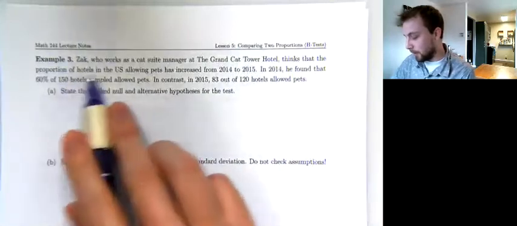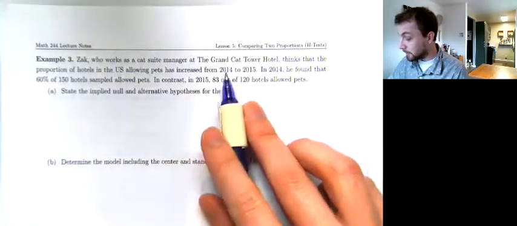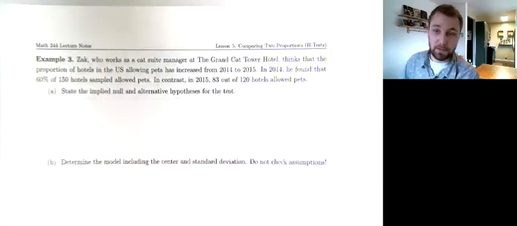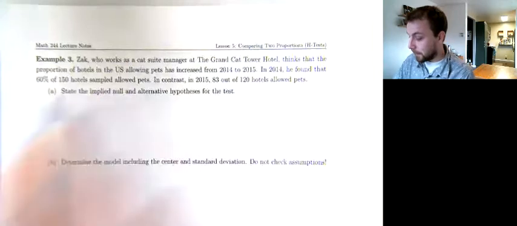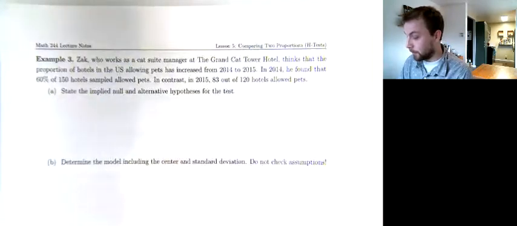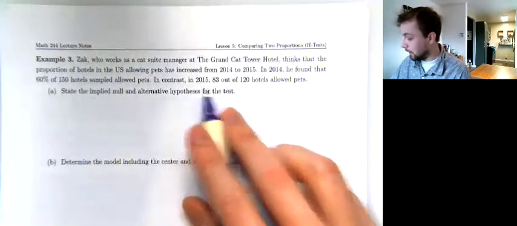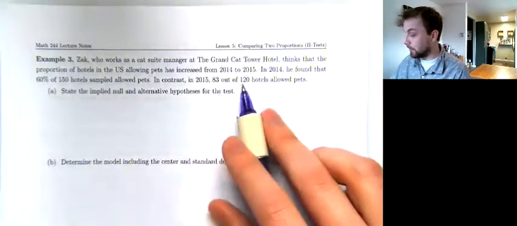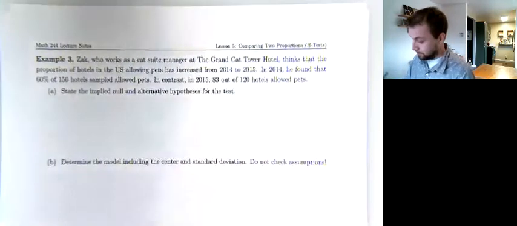Suppose the proportion of hotels in the US that allow pets has increased from the years 2014 to 2015. In 2014, he found that 60% of 150 hotels sampled allowed pets. In contrast, in 2015, 83 out of 120 sampled hotels allowed pets. Okay, let's do some calculating.